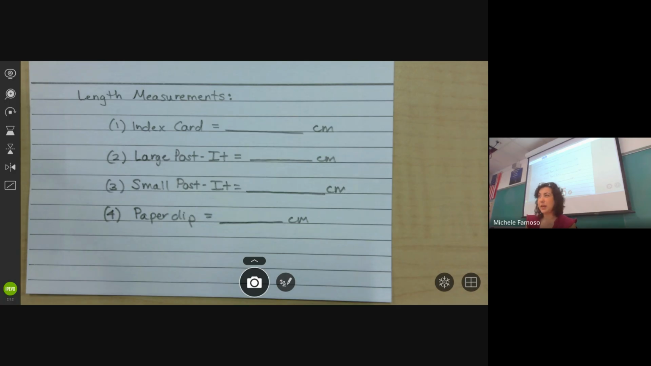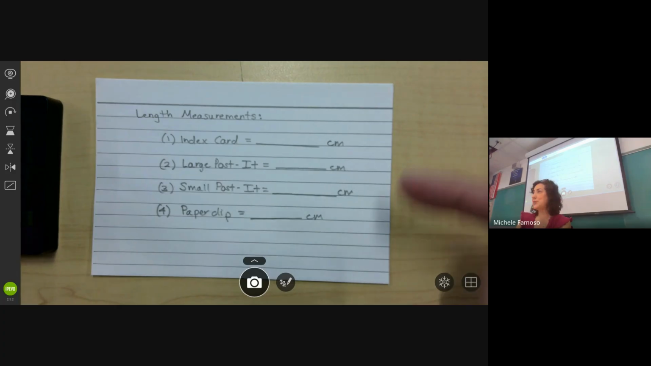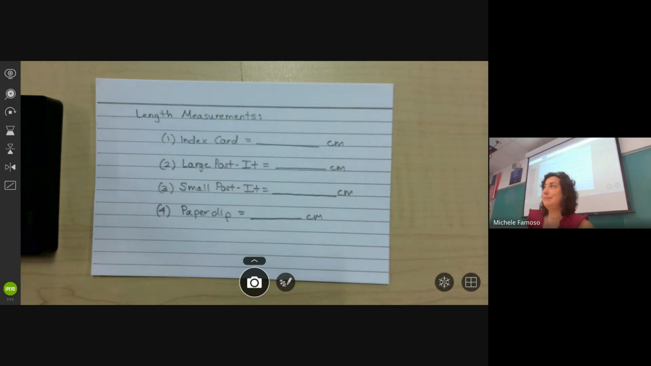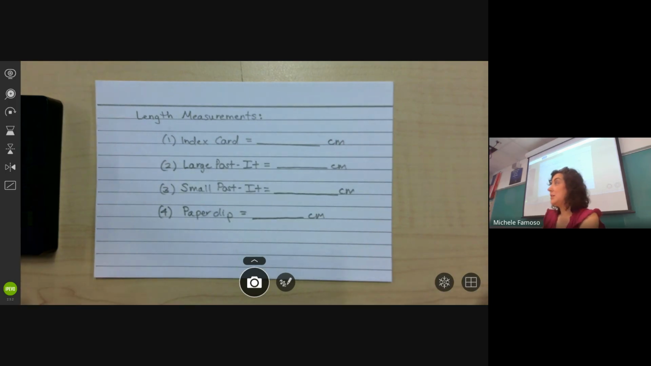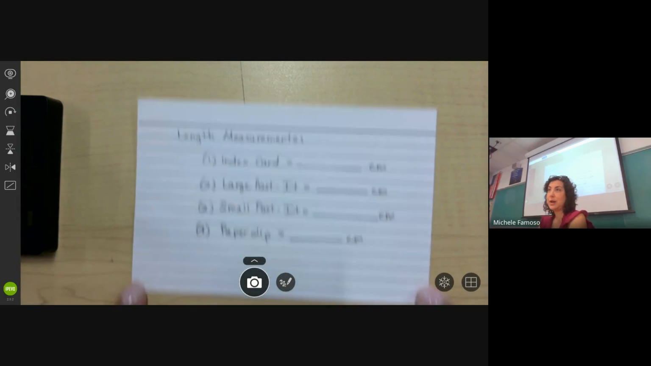Now, the word length can be kind of confusing. I want to make sure we are all on the same page in terms of what is meant by the length of something. So this index card is what shape? Oh, really? Come on. What shape is the index card? Okay, thank you. It's a rectangle. And when do you learn that that's a rectangle? Kindergarten, maybe, first grade, something like that. A rectangle has two long edges and two short edges, right?